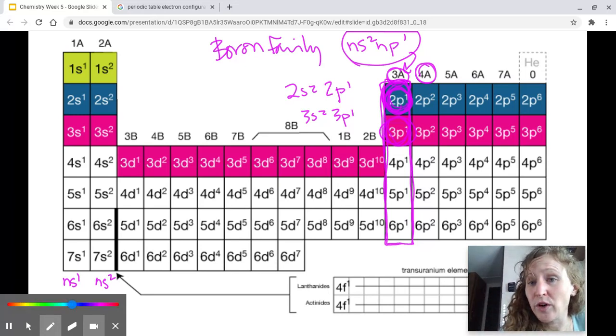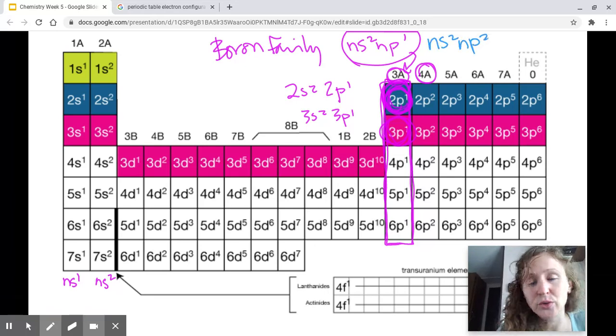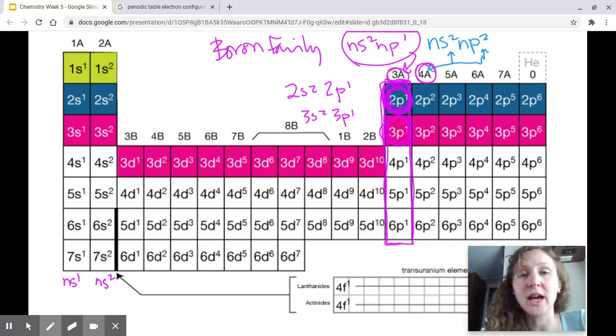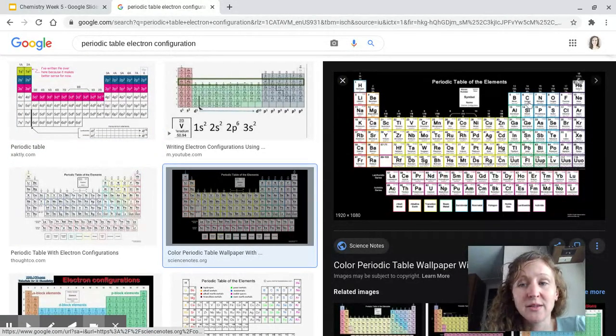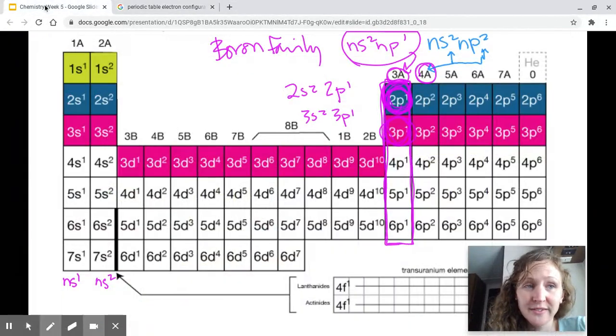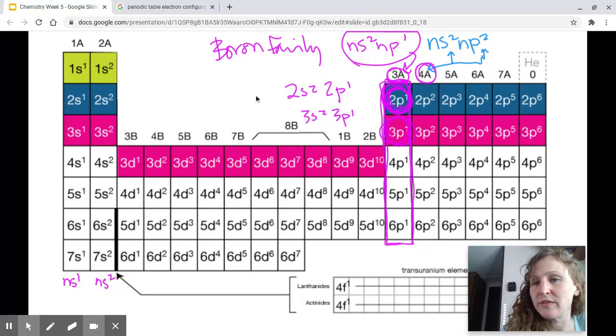Okay, the code for the 4A family would be NS2, NP2. And notice again, 2 plus 2 equals 4. So that's where that code comes from. That's why it's the 4A family, because it has 4 electrons in its valence shell. Now again, this family doesn't have a special name, and so we would go to the first element in that family, which is carbon. So this would be the carbon family.